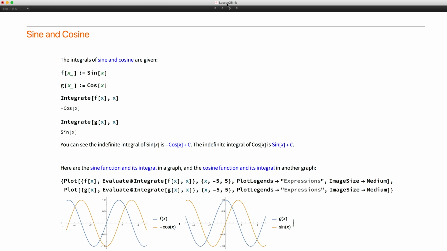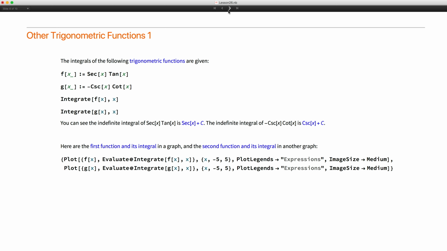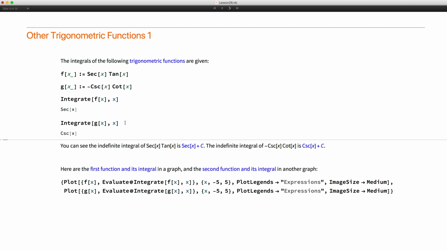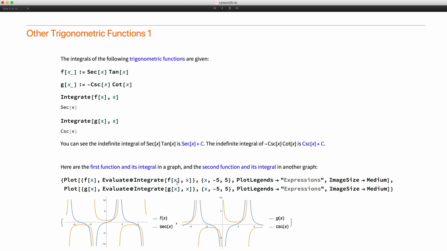Okay, so on to slightly harder examples. So if I give you secant times tangent, or negative cosecant times cotangent, then in the first case the integral is secant of x because the derivative of secant of x is secant of x times tangent of x, and similarly for the second example. So we now found two more trig integrals. So here's a plot of all the functions involved over here.